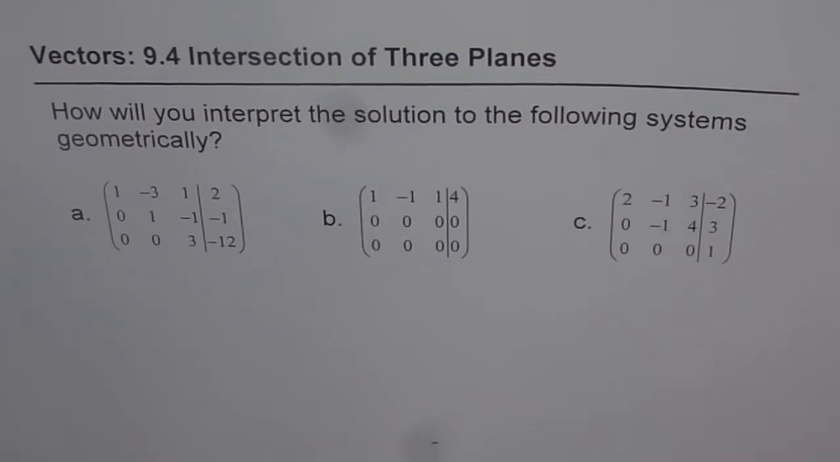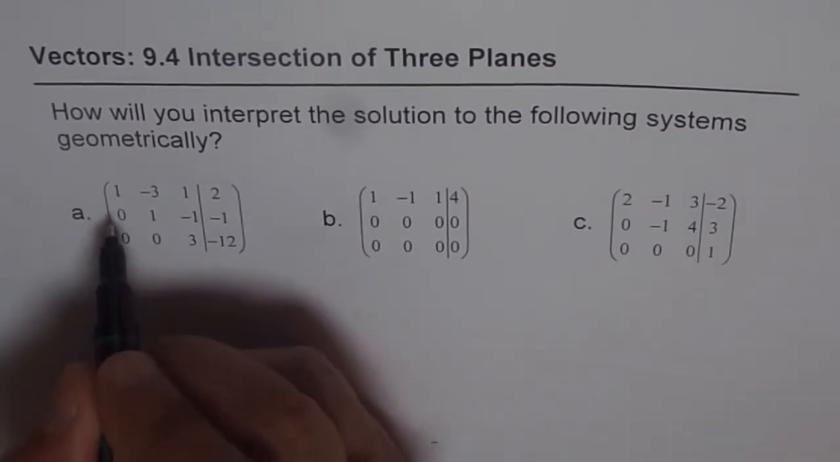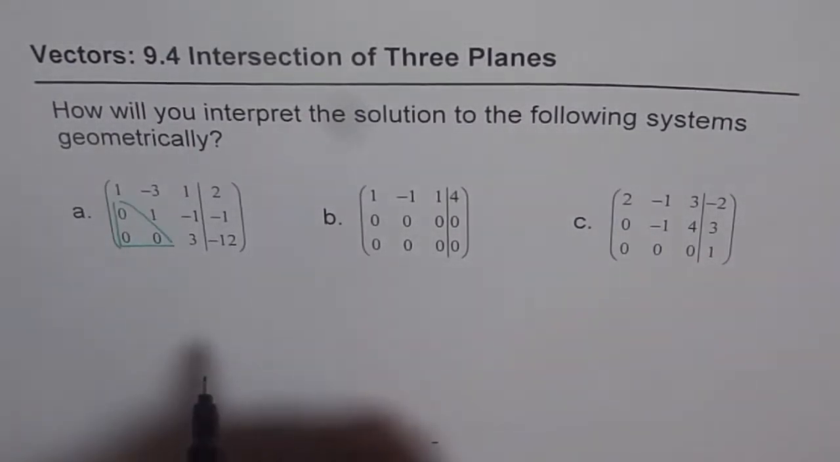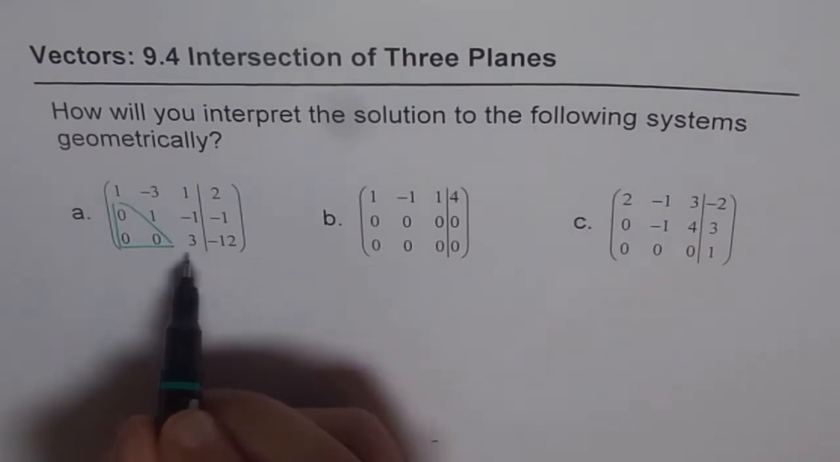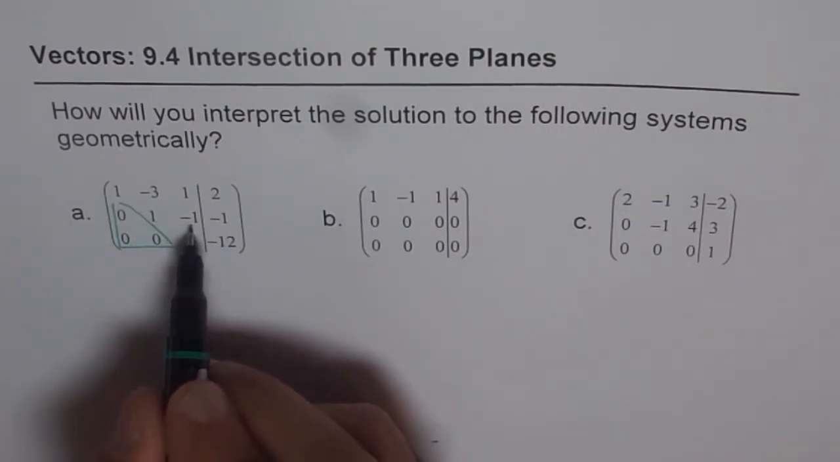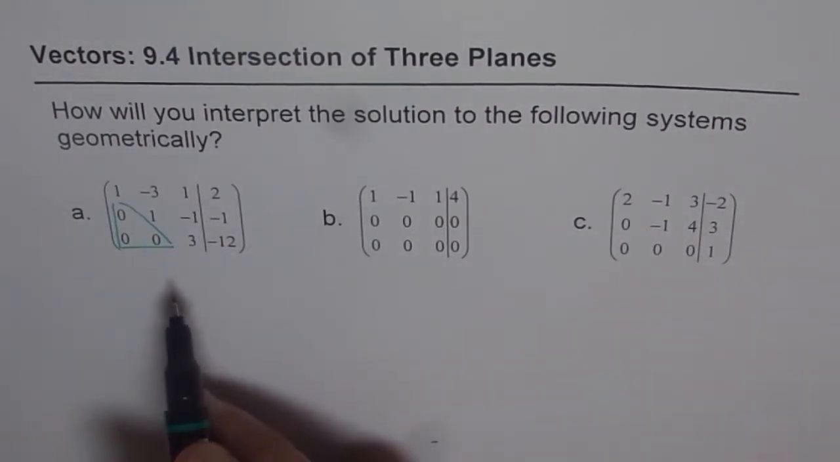So let's start with the very first one. In this one, what you notice is that you get this set of zeros, correct? So now, since you get these zeros, you can get the x value as 3x equals minus 12, and you get a point, which is x equals minus 4. And when you plug in x equals minus 4, then you can find y and then z. So you get a point here. So in this particular case, what we really get is that the three planes intersect at a point.